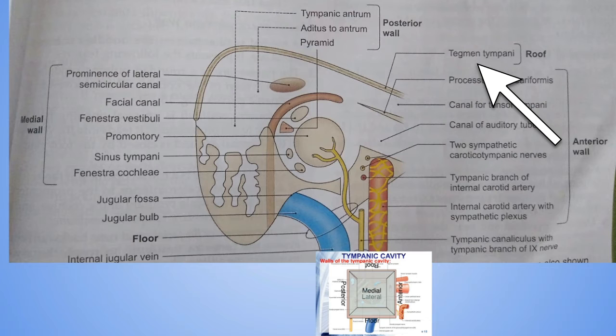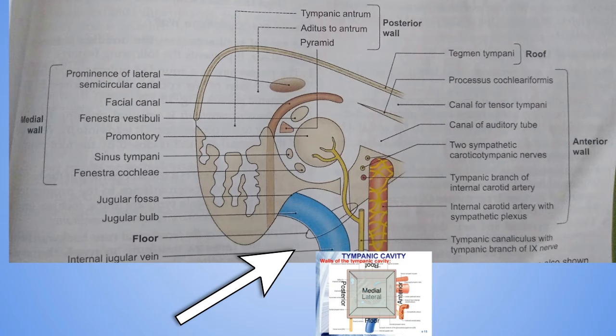It is formed by a thin plate of bone known as the tegmen tympani. This plate is prolonged forwards as the roof of the canal for the tensor tympani. In young children, the roof presents a gap at the unossified petrosquamous suture where the middle ear is in direct contact with the meninges. In adults, the suture is ossified and transmits a vein from the middle ear to the superior petrosal sinus.